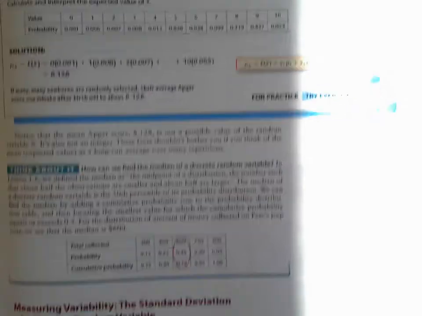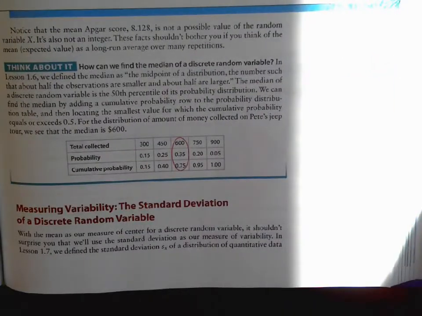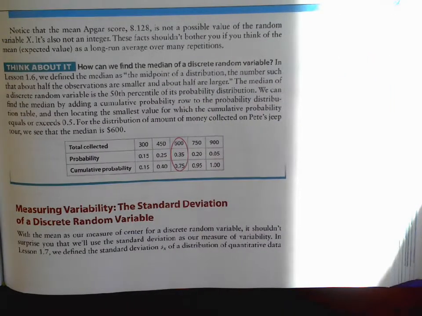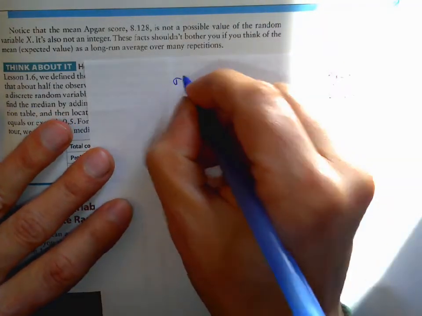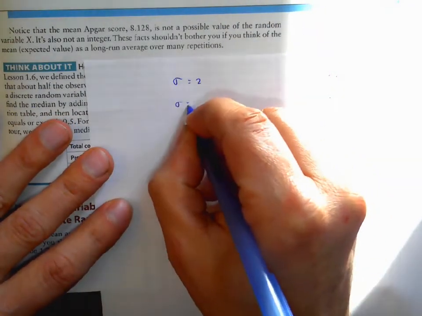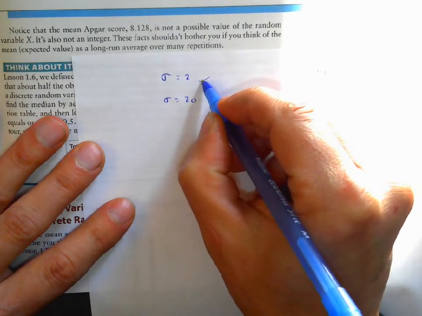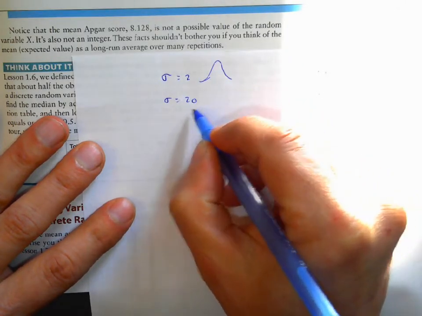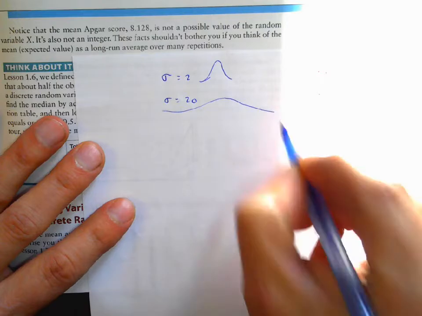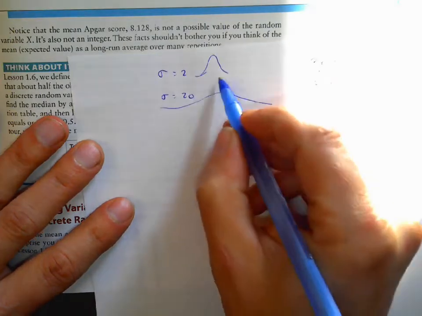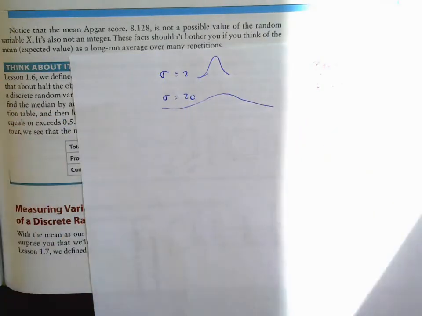Next we're going to talk about standard deviation. If you remember from chapter 1, standard deviation is how spread out the data is. If we use a standard deviation of 2 versus a standard deviation of 20, a standard deviation of 2 means our data is pretty close all together. 20 would mean that it's very spread out. So smaller standard deviation, closer together.